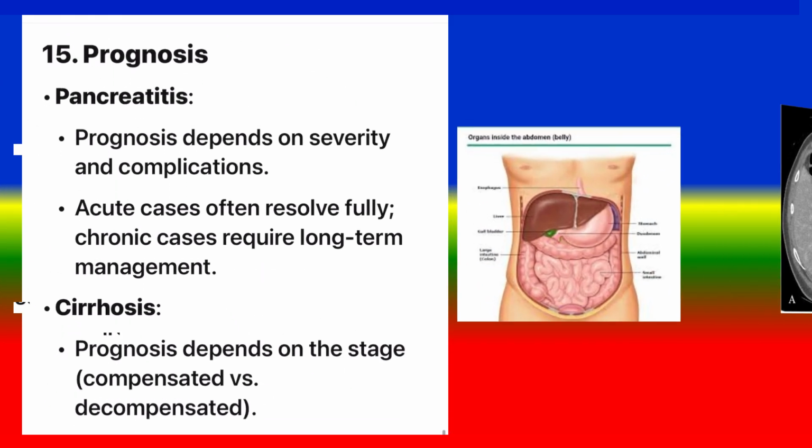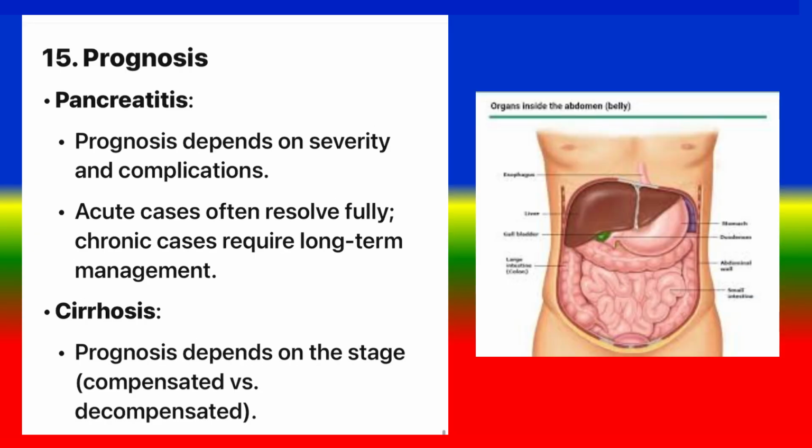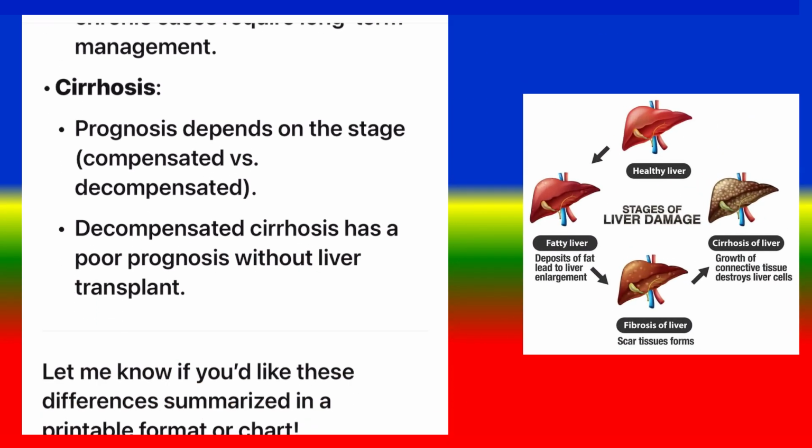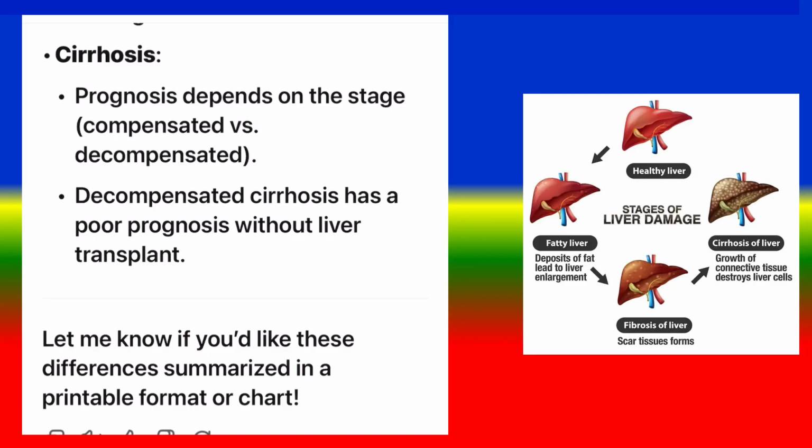15. Prognosis. Pancreatitis. Prognosis depends on severity and complications. Acute cases often resolve fully. Chronic cases require long-term management. Cirrhosis. Prognosis depends on the stage, compensated versus decompensated. Decompensated cirrhosis has a poor prognosis without liver transplant.